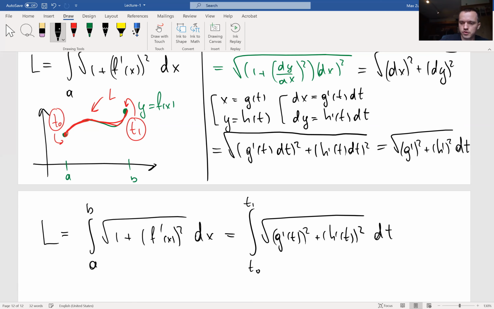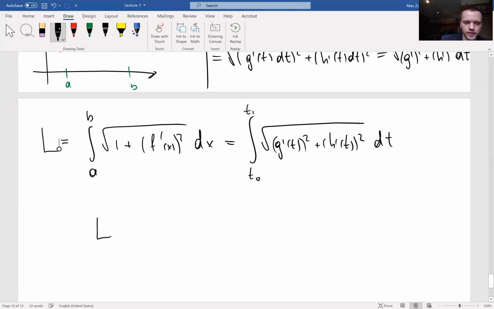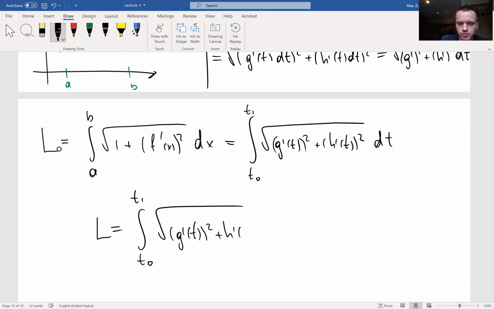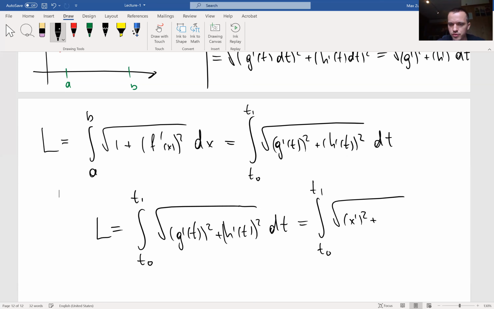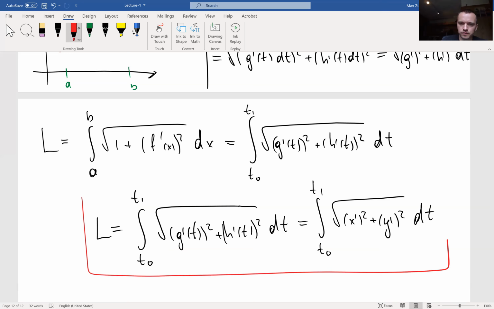Okay. So finally, the equation for finding the arc length is going to be the integral between t0 and t1 of the square root of g prime of t squared plus h prime of t squared dt. But since we know that g prime and h prime are just x prime and y prime, we can write this in a short notation as the integral between t0 and t1 of the square root of x prime squared plus y prime squared dt. Okay, and this is the formula.